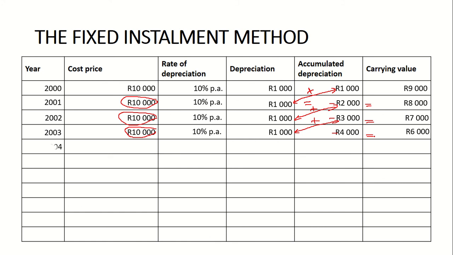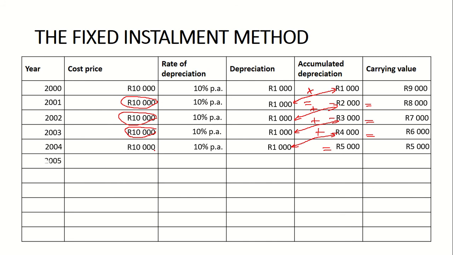For 2004, the cost price is still the same. It is still 10,000. Depreciation rate is 10%. 10,000 multiplied by 10% is 1,000. Accumulated depreciation will be 1,000 plus 4,000, which is 5,000. Now 10,000 minus 5,000 will give you the carrying value of 5,000 rand.